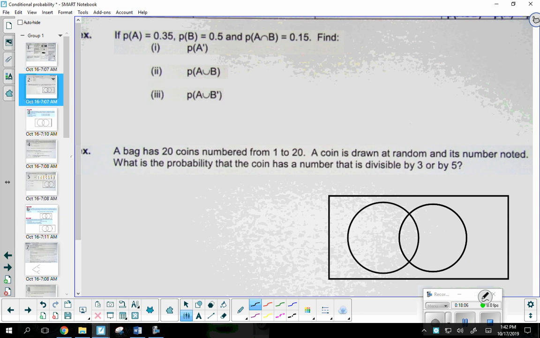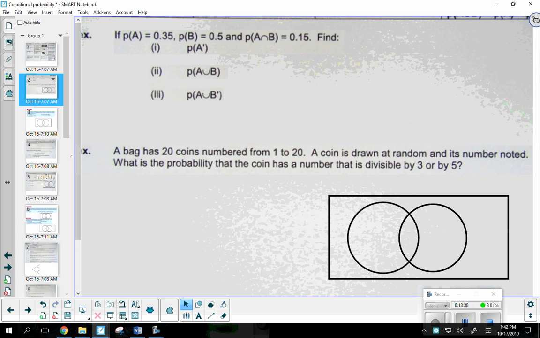Okay, so let's try a couple of these. On these, especially in the beginning, a really good way to do them is to create a Venn diagram based on the information you're given. So if the probability of A is 0.35, the probability of B is 0.5, and the probability of the intersection is equal to 0.15, find the following.